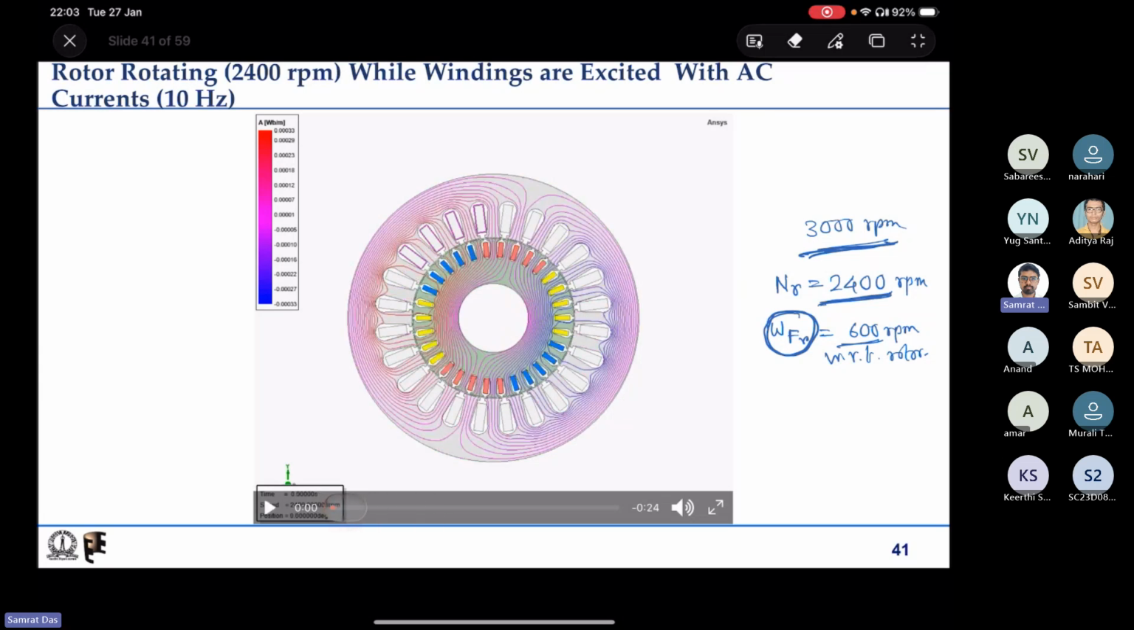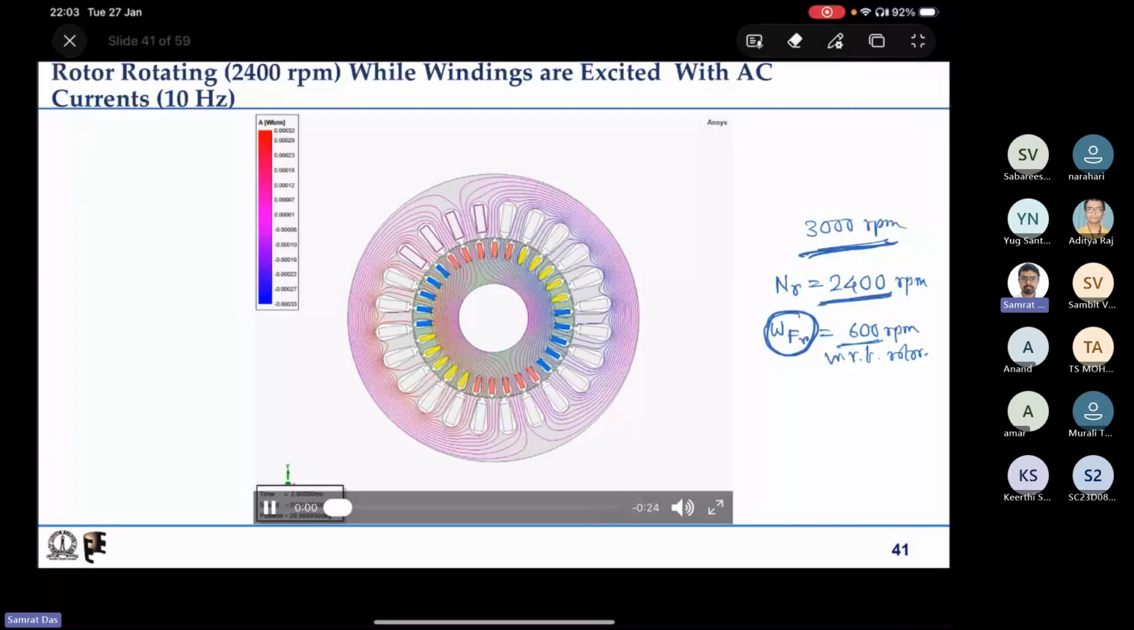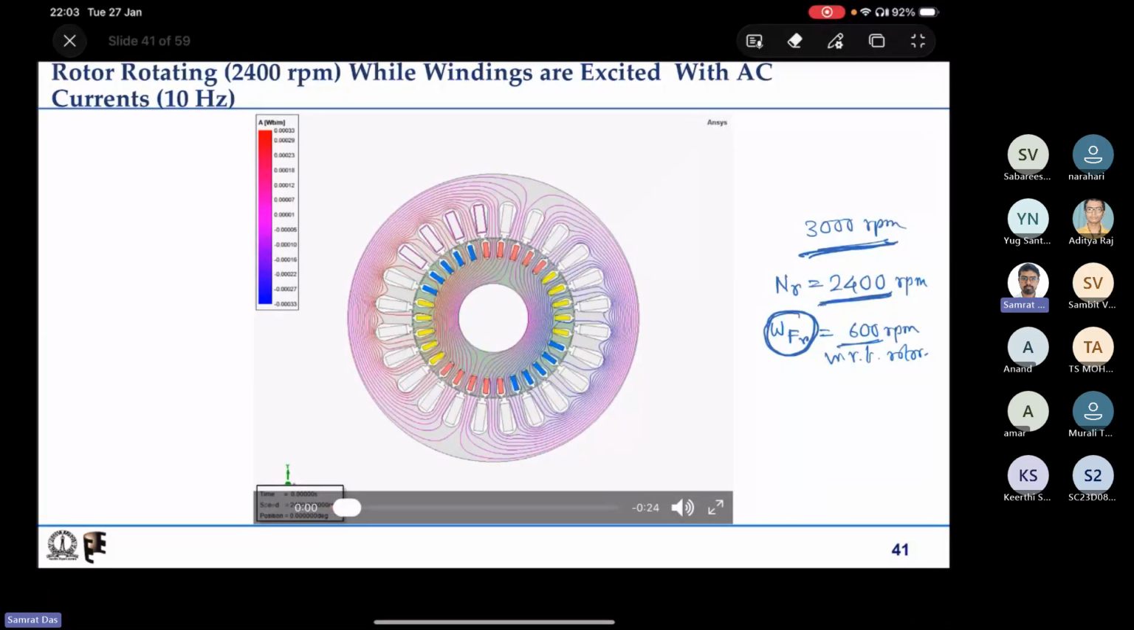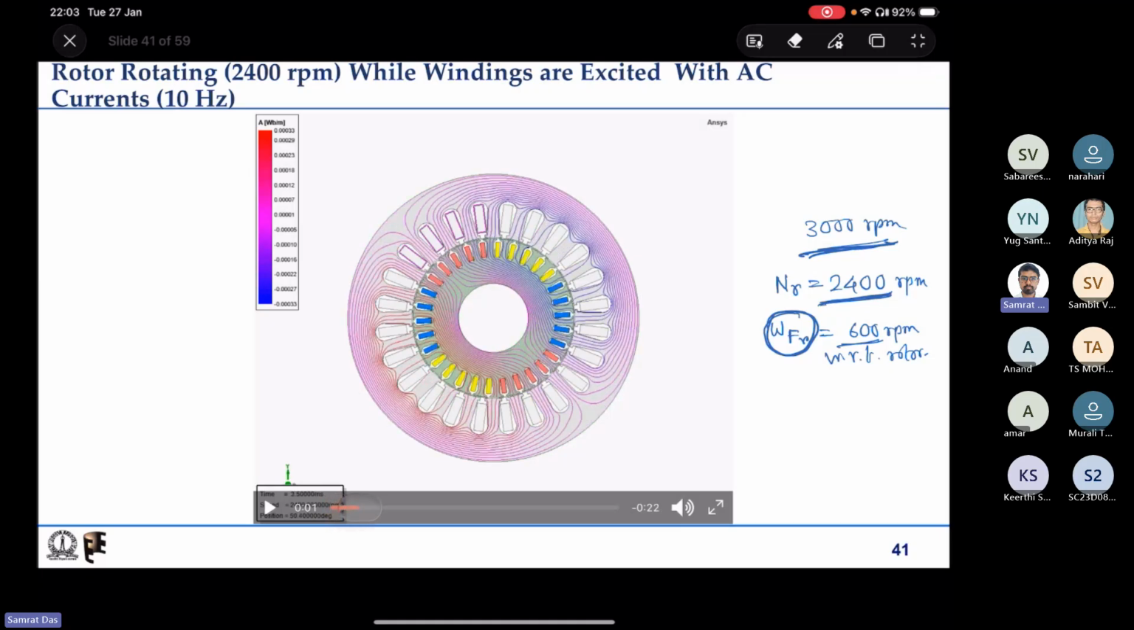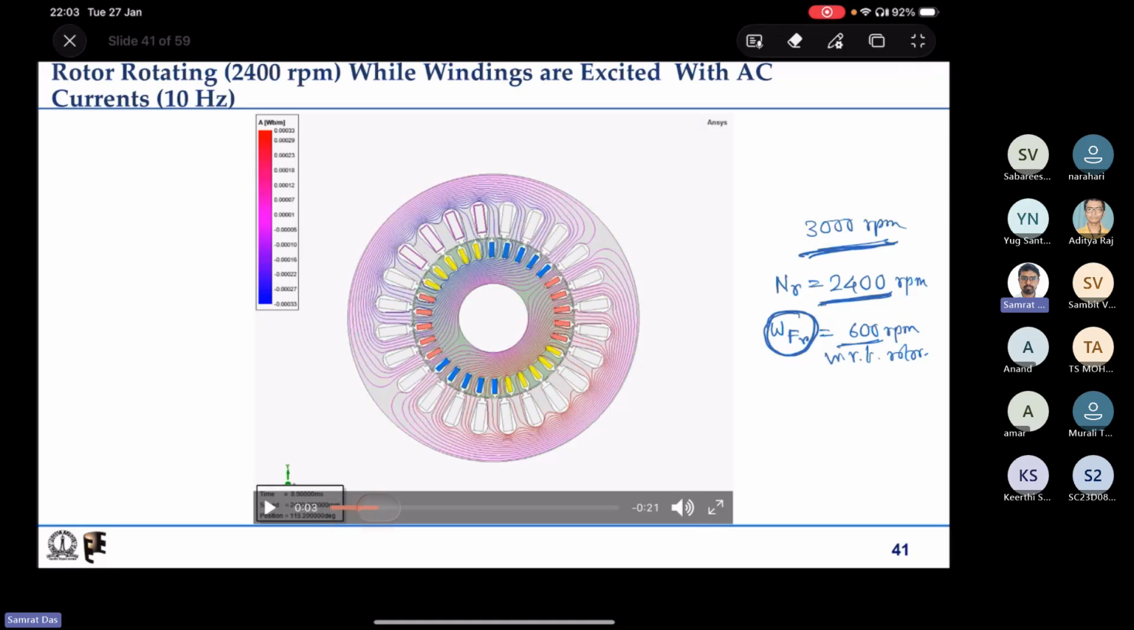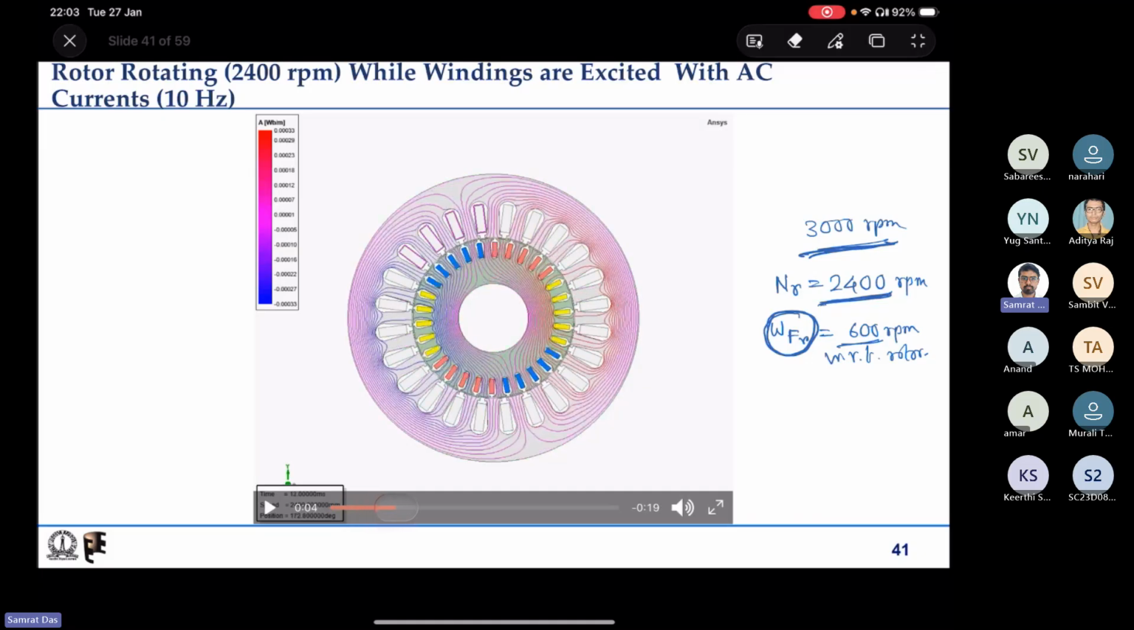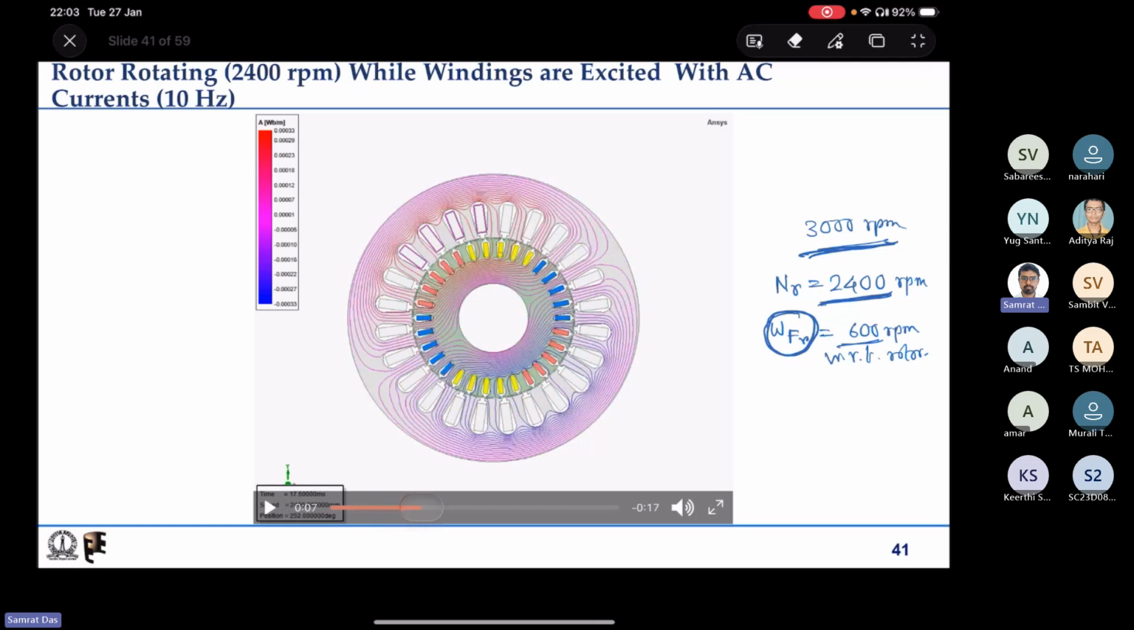Yes, now you can see that the magnetic field is along the R phase middle conductor. Now after some time, you can see that it is moving ahead and has gone into the blue phase belt. Now it is in the blue phase belt. It has gone into the middle of the blue phase belt, right?